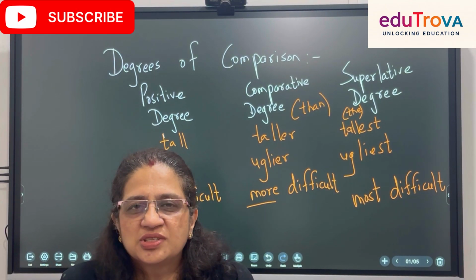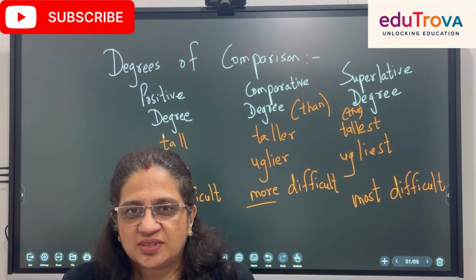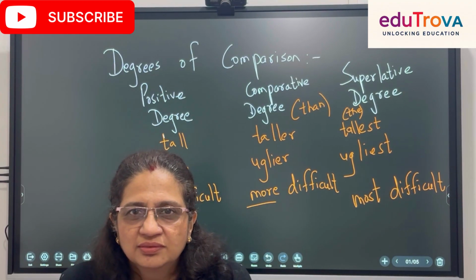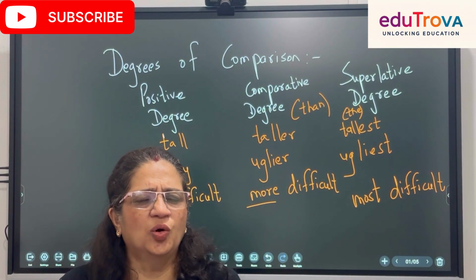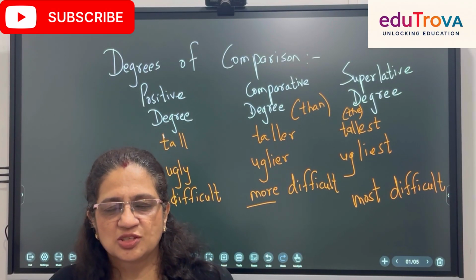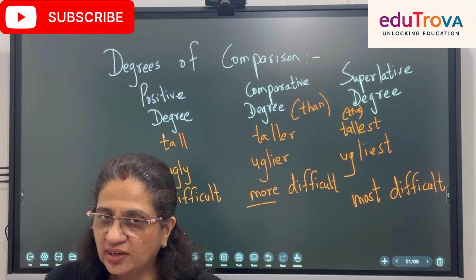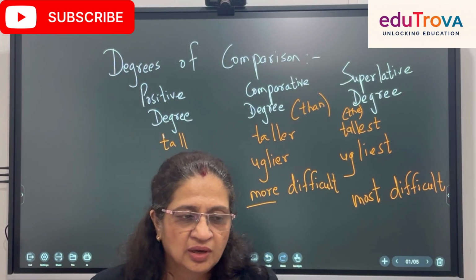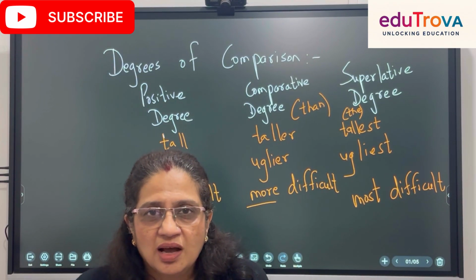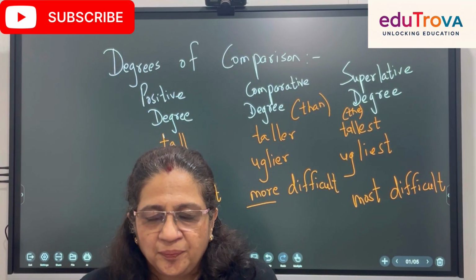So today we are going to study adjectives. What is an adjective? A describing word. This is my new phone, new is an adjective. I'm one person, one is an adjective. We all are in the class, all is also an adjective.